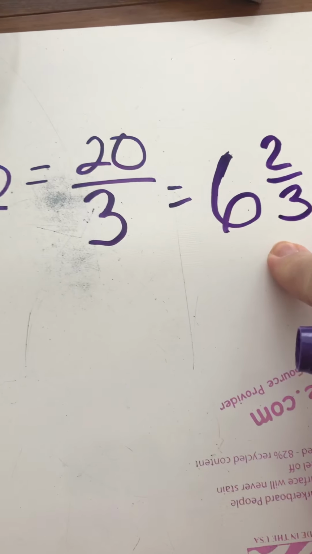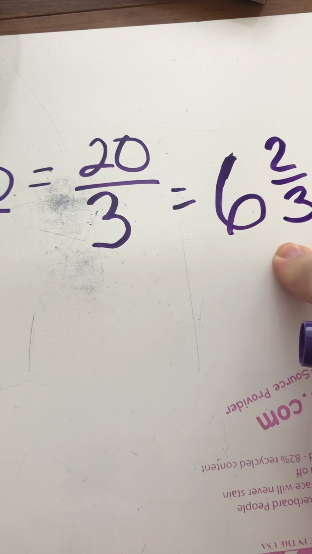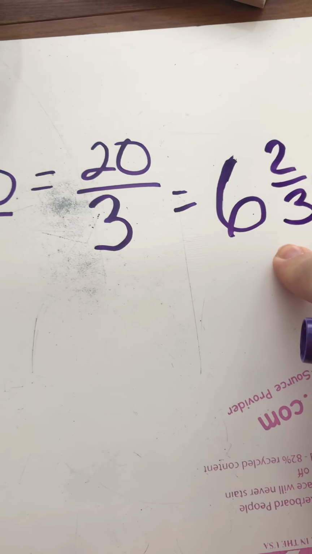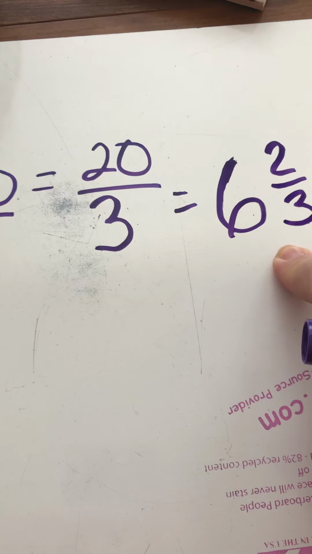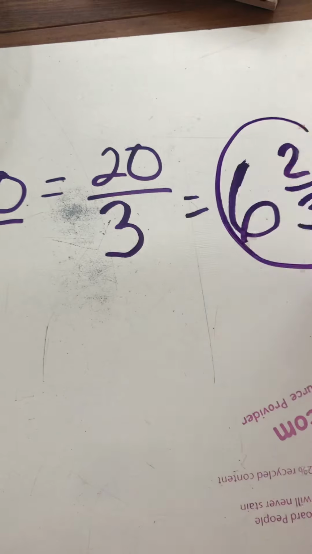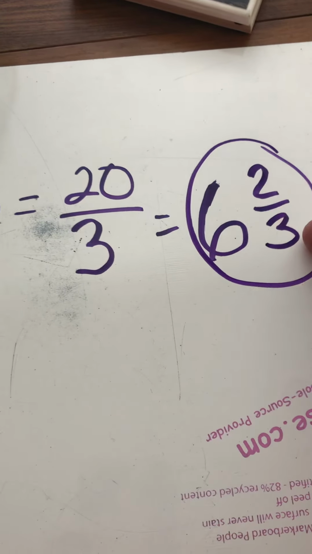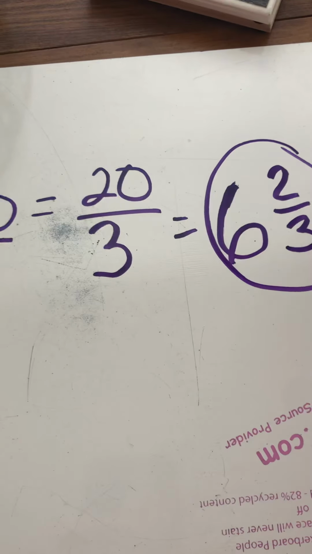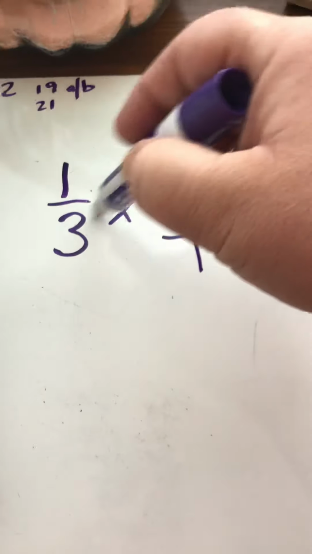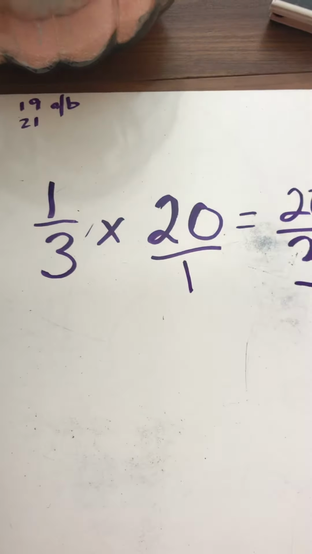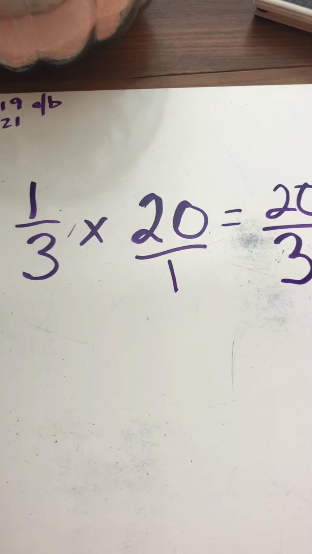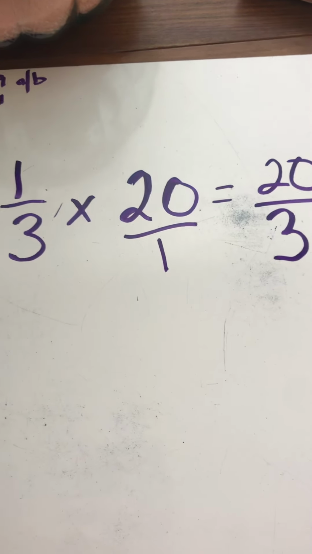So if I get 6 and 2/3 as my answer, is that possible for the animals to be a fraction? Can we have 2/3 of an animal? So this is not possible, this 1/3. So the first part is going to be no. We can't do that because we would need to have a whole number. We can't have 2/3 of an animal.